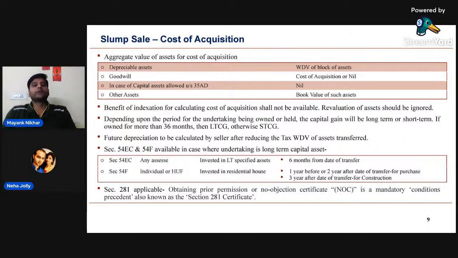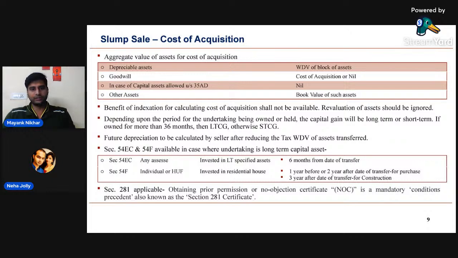Right? Now coming to depreciation, the future depreciation for such assets shall be calculated by the seller who is selling the undertaking after reducing the tax WDV of the assets that have been transferred. Now 54EC and 54F are available. So I will quickly run you through these because I'm trying to specifically cover the valuation requirements under these sections.